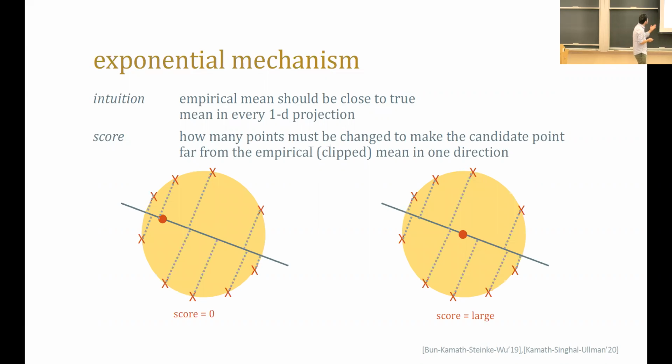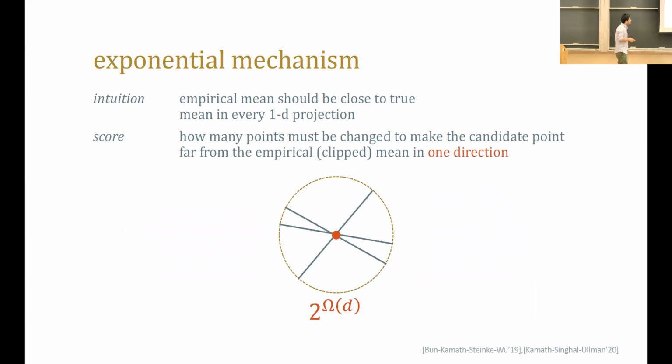The issue now, if you define this score function, is that the score of this point is going to be 0, because you don't need to change any of the sample points to make it look far from the empirical mean. But for the point that is close to the empirical mean, you need to probably change a lot of the points from your samples to make it look far from the empirical mean in one direction.